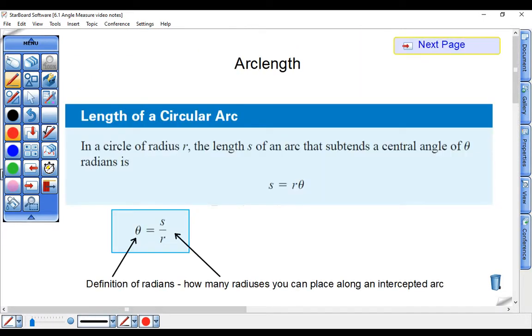Okay, well, arc length, this is, let's say I have an angle that's grabbing a circle, right? And I wanted to know the length of this. That's what I'm talking about when I say arc length. It's the arc that the central angle of a circle is grabbing. Okay. So if I have a circle of radius r, the length s, this is the arc length.